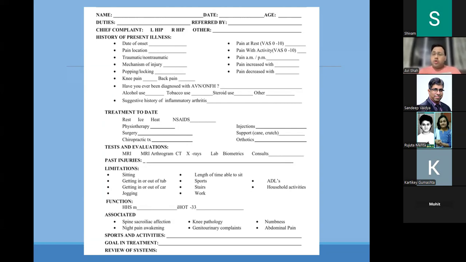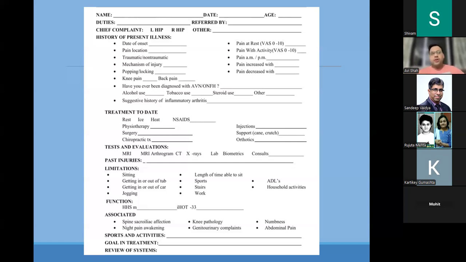Also, you need to know what limitations the child has. It's not just hip pain. It is, when does the pain come? Is it in standing? Is it in walking, sitting, or just getting off a chair, or getting up from the car seat, doing sports, stairs, walking? So you should go into detail.